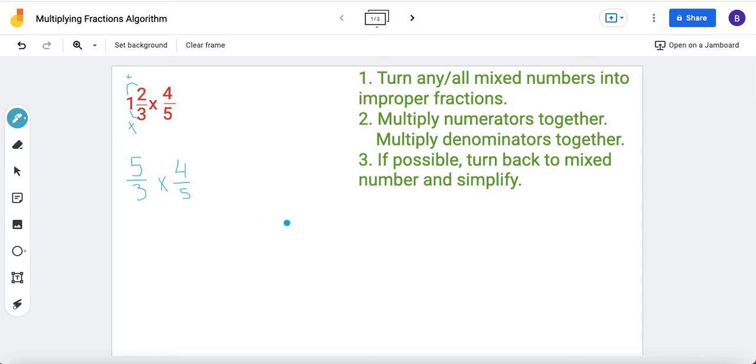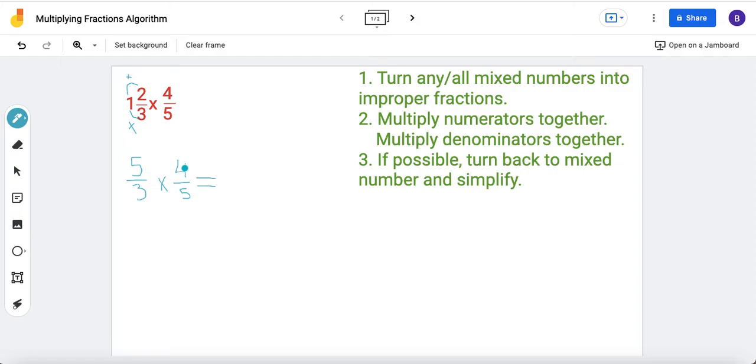All right, then since we have no more mixed numbers, what we're going to do is multiply across. So remember, we are not using models today, but we can be thinking about this when we actually go through and multiply this across.